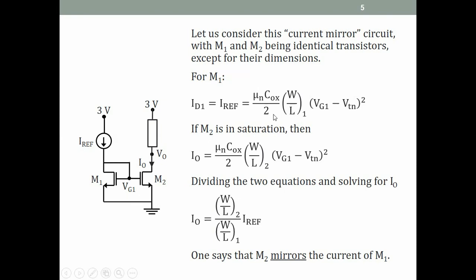So now if we divide these two equations, we'll do I0 by ID1 or I0 by IREF. Then if we divide, the mu1 Cox by 2 cancels, Vg1 minus Vt cancels, and all we get is IO is equal to W by L2 divided by W by L1 into IREF. So we say that M2 mirrors the current of M1 with some factor which is determined by only the geometrical dimensions of M2 and M1, and so this circuit is called a mirror.